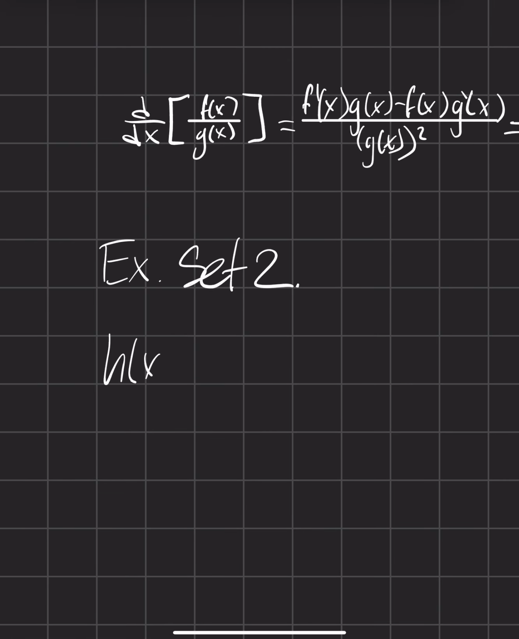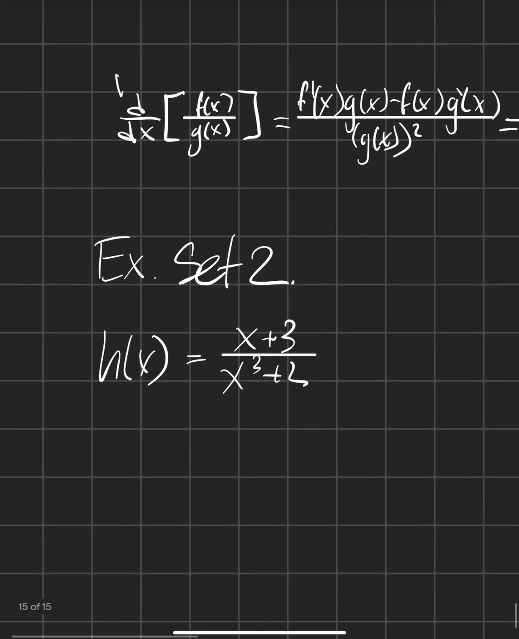But let's say that h of x is going to be equal to x plus 3 over x cubed plus 2, right? What I like to do, as we went over before in the product rule, is arbitrarily set one as f of x and one as g of x. You can kind of see it with how it's set up here. One of them's f of x, one of them's g of x, right? So let's say f of x is the top. That's going to be x plus 3, and I'll write it all out so it's easier to remember.